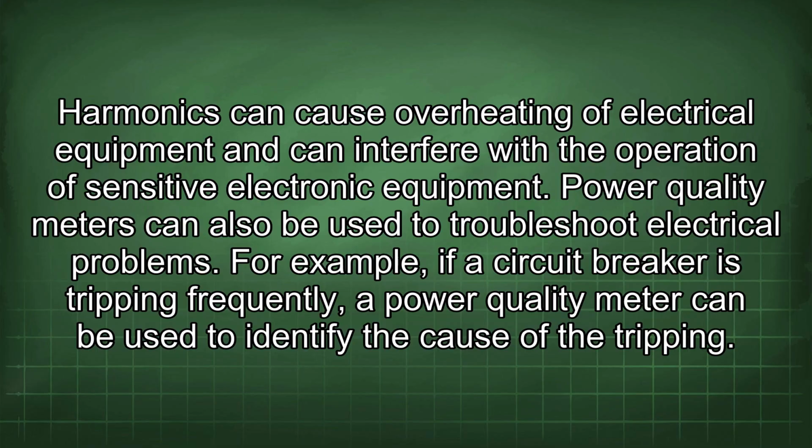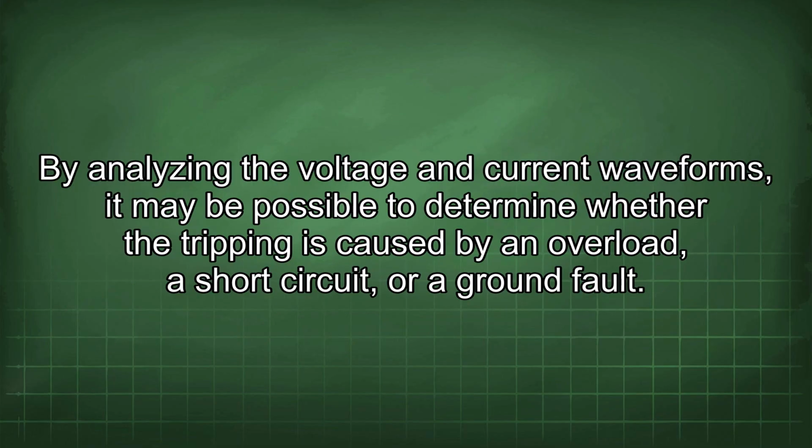Power quality meters can also be used to troubleshoot electrical problems. For example, if a circuit breaker is tripping frequently, a power quality meter can be used to identify the cause of the tripping. By analyzing the voltage and current waveforms, it may be possible to determine whether the tripping is caused by an overload, a short circuit, or a ground fault.